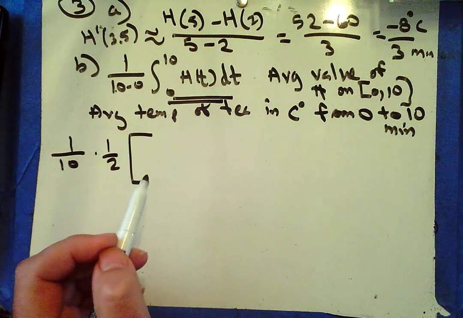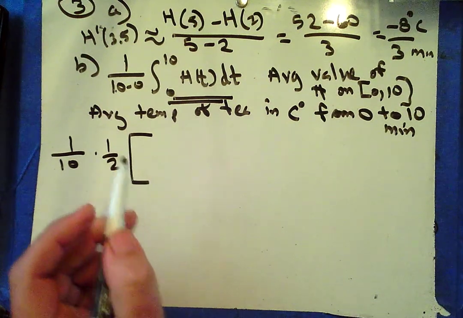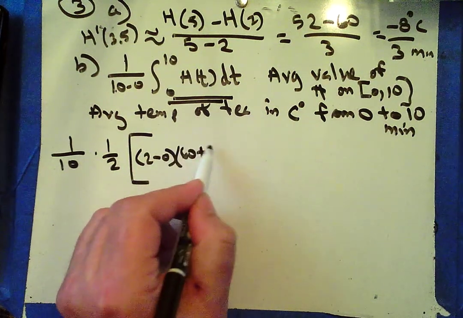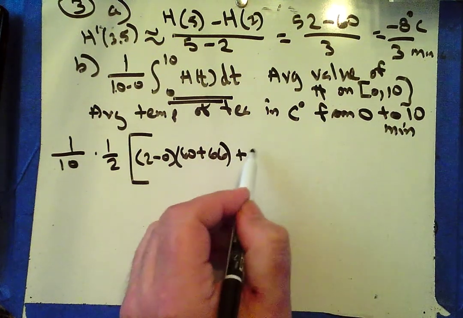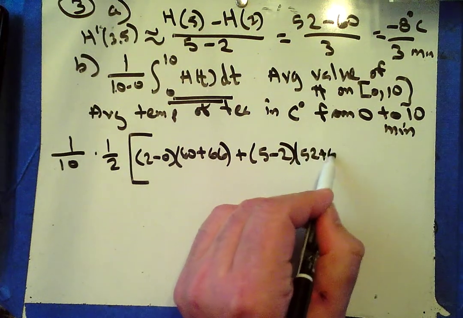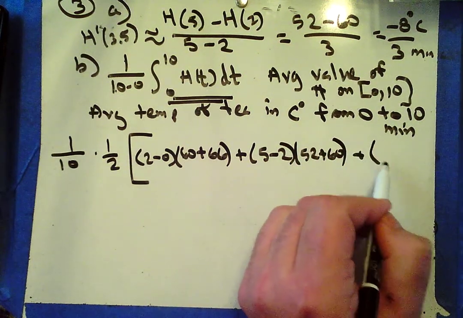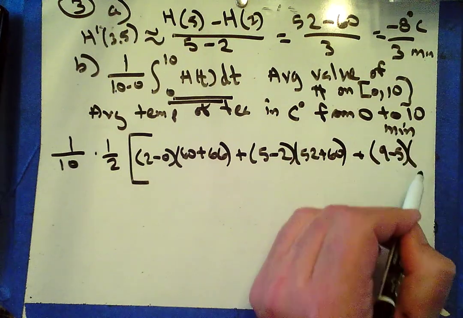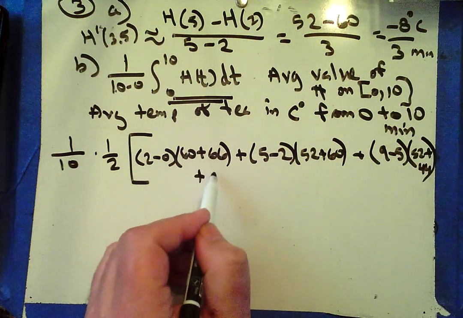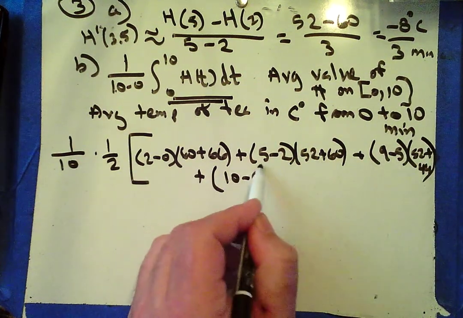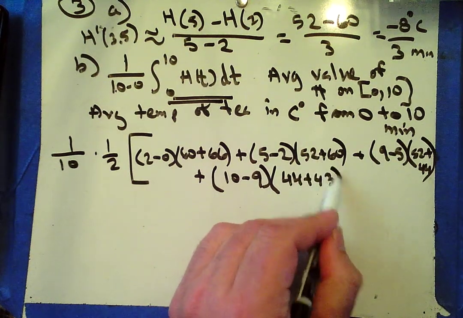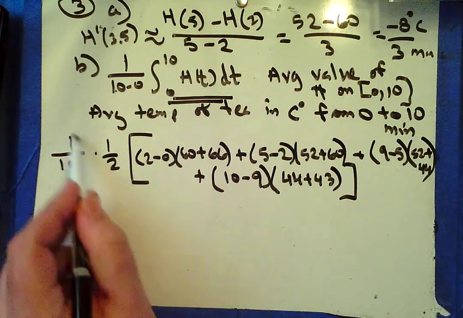The subinterval widths are again not the same, so I can't use my shortcut. So I'm just going to do 2 minus 0 times 60 plus 66, plus 5 minus 2 times 52 plus 60, plus 9 minus 5 times 52 plus 44, plus 10 minus 9 times 44 plus 43. Again, don't forget that 1/10.